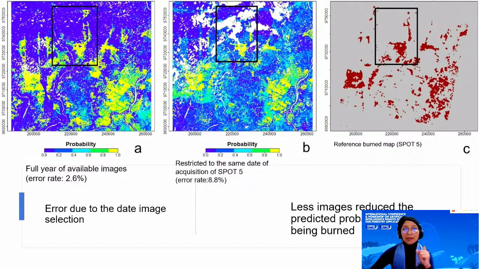In panel B, you can see the white color that shows the cloud cover, so we can't see anything. Fewer images also decreased the predicted probability of the area being burned. The message is that for rapid monitoring of burn area, such as the monthly product that Indonesia currently requests, it will not be satisfied using Landsat only. That's why a multi-sensor approach is desirable. So next slide.